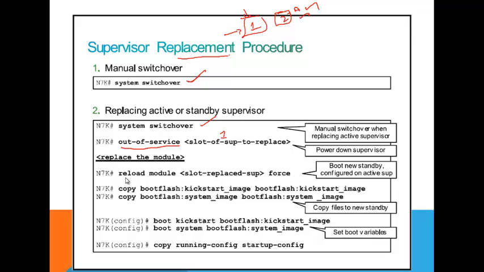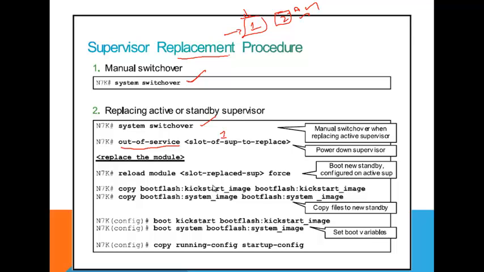After replacing the module, take the new module, reload module 1. If you say force, the reload happens immediately. If you don't say force, the newly added module will be loaded in 6 minutes. Who will reload it? The present active module will go and reload this newly added module in 6 minutes. If we don't say force, it won't happen immediately. Automatically it will happen by the current active device. And then we need to copy all the snapshots, all the files from the current active device to the newly added standby device. We copy by giving this command.